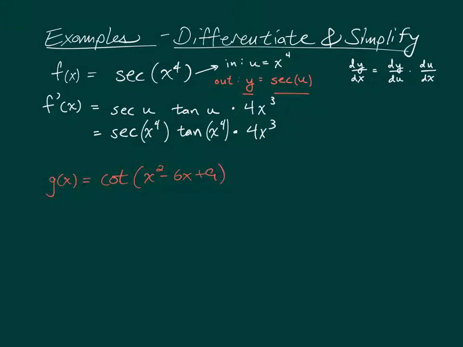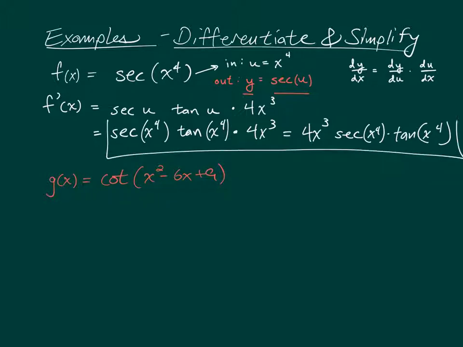And this is a final answer. If you like simplifying it like this, saying 4x cubed times secant of x to the fourth times tangent of x to the fourth, just to see the 4x cubed in the front, that's fine. So either of these are good answers, and that's as simplified as they can get.